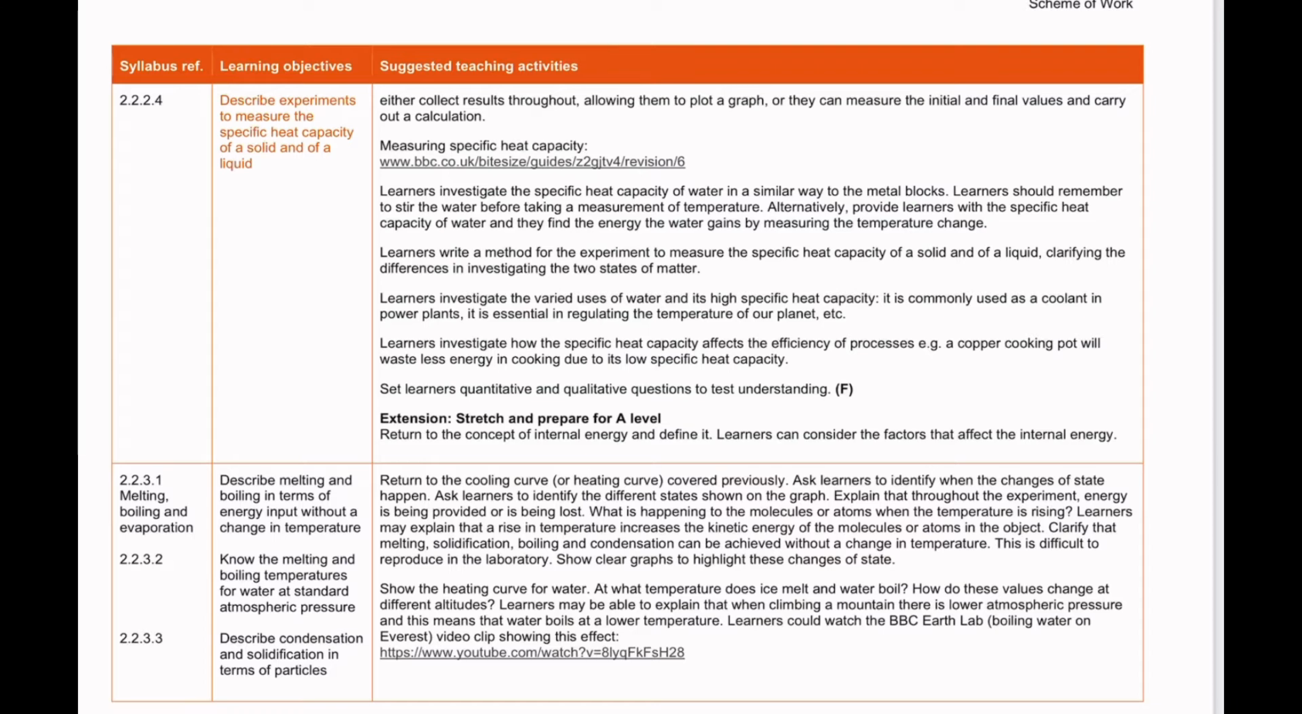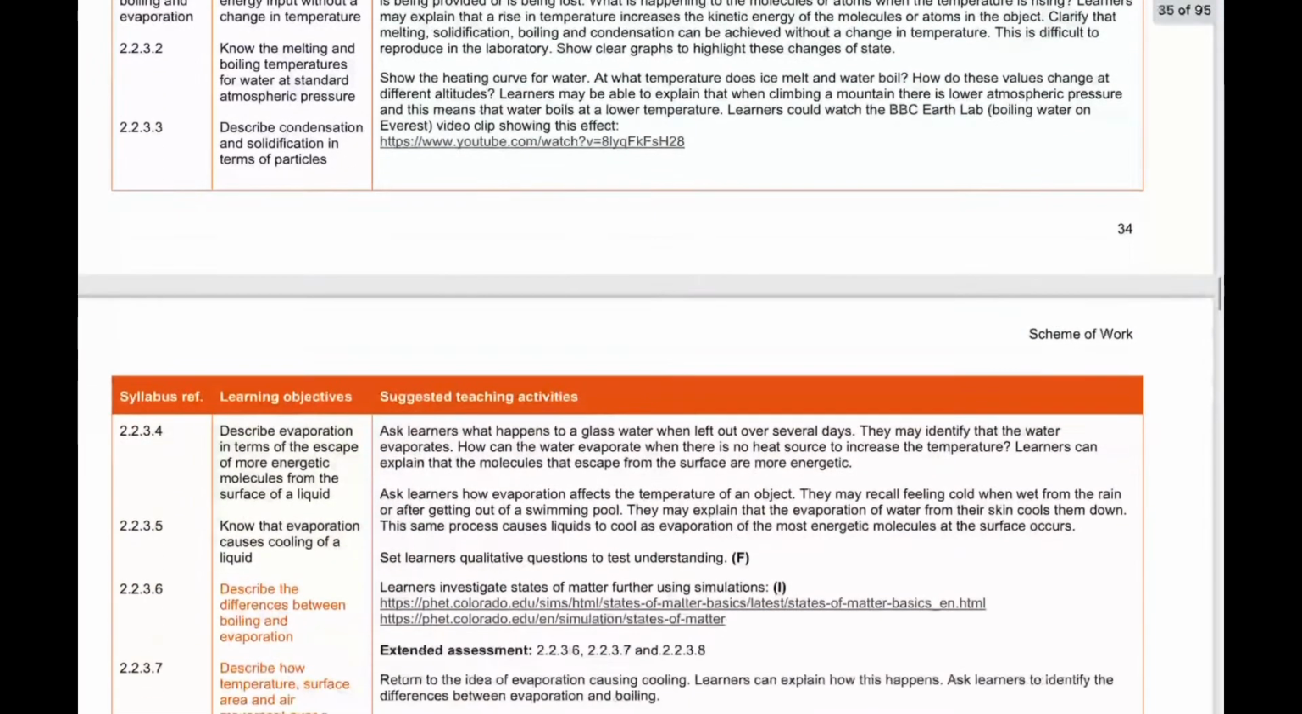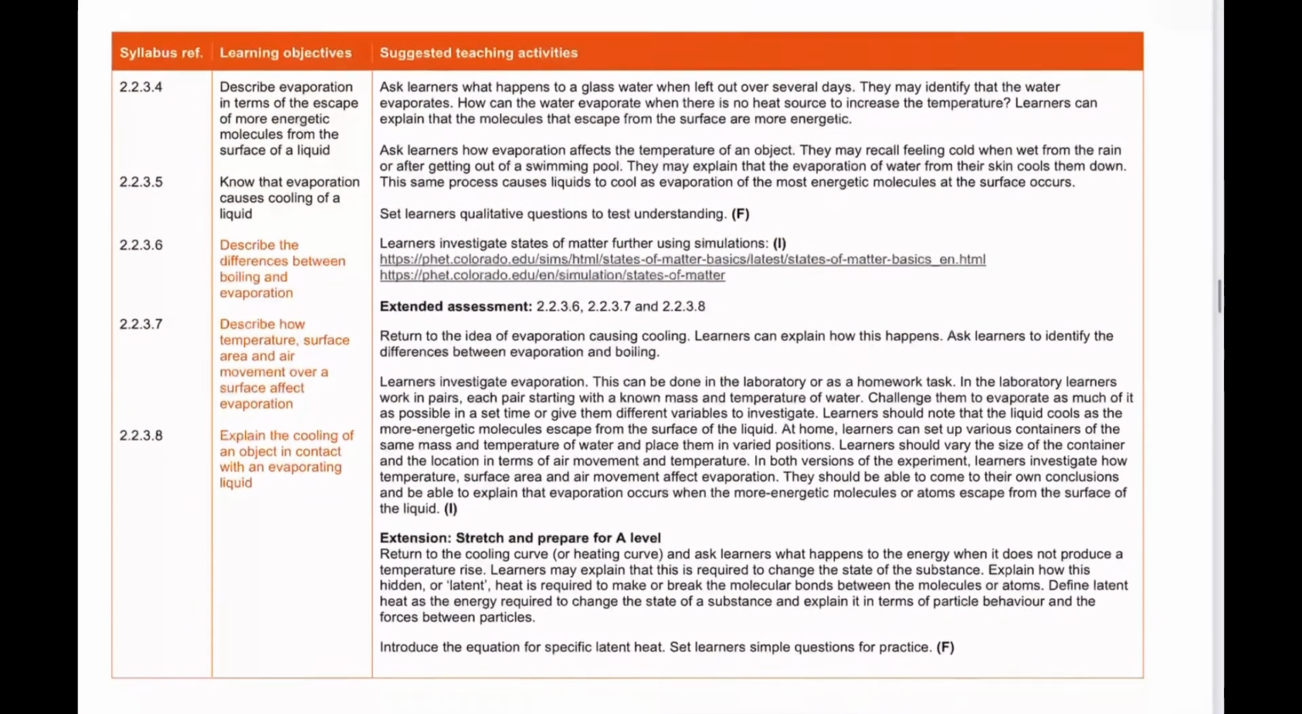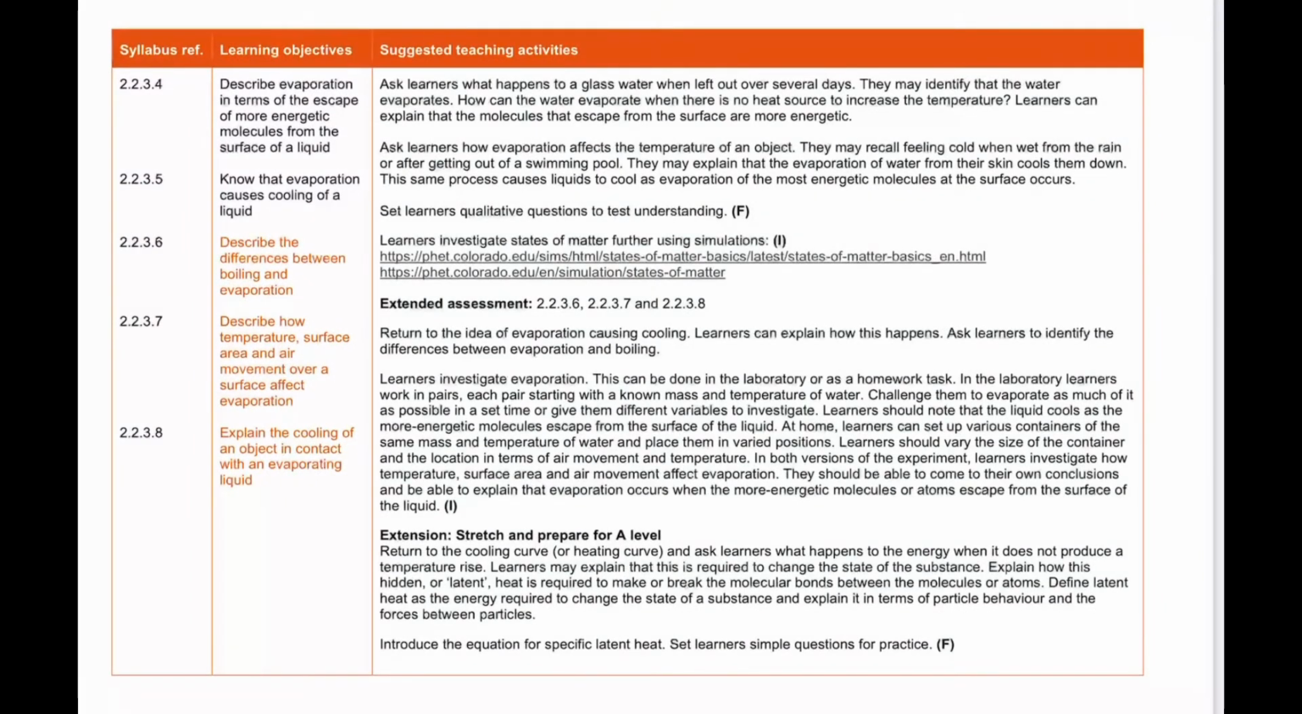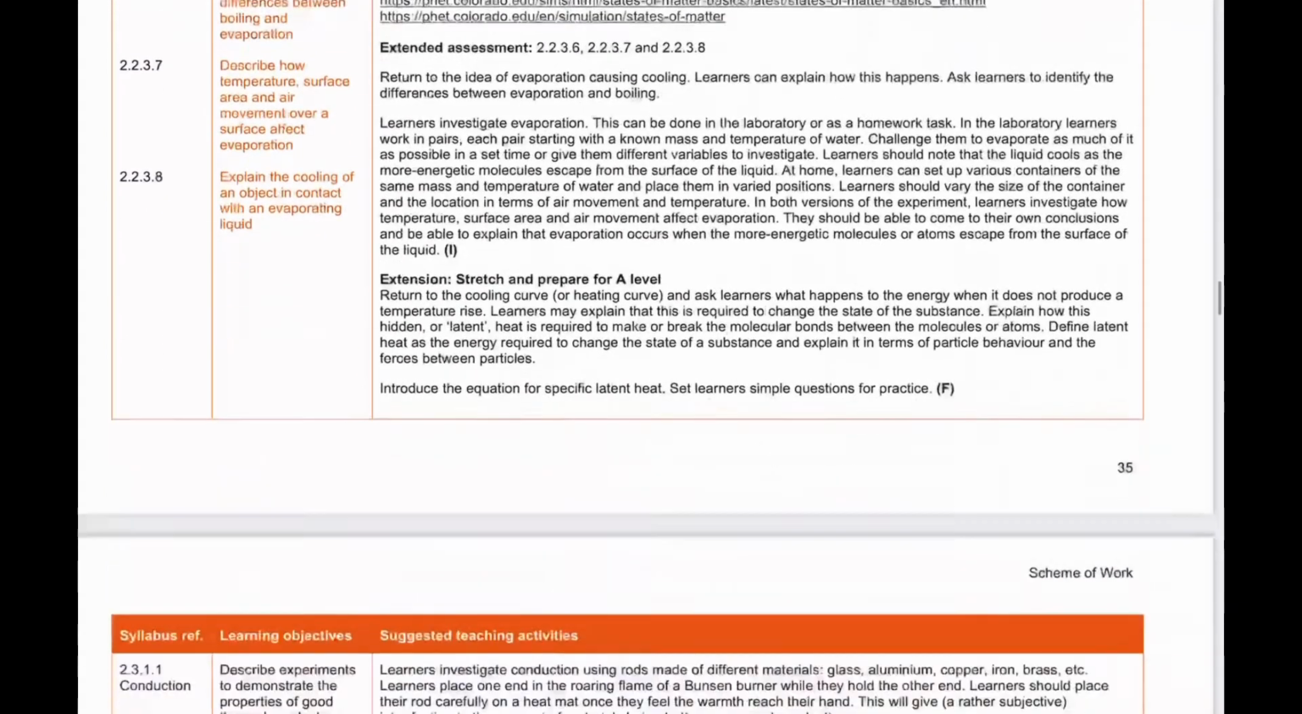Describe condensation and solidification in terms of particles. Describe evaporation in terms of escape of more energetic molecules from the surface of a liquid. Know that evaporation causes cooling of a liquid. Describe the differences between boiling and evaporation. Describe how temperature, surface area, and air movement over a surface affect evaporation. Explain the cooling of an object in contact with an evaporating liquid.